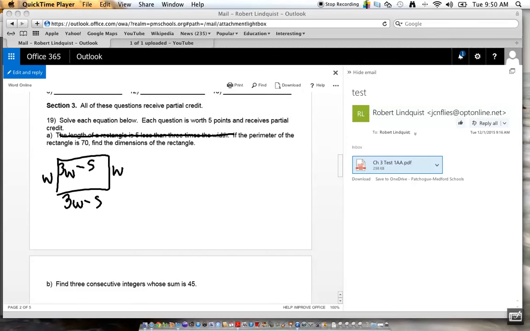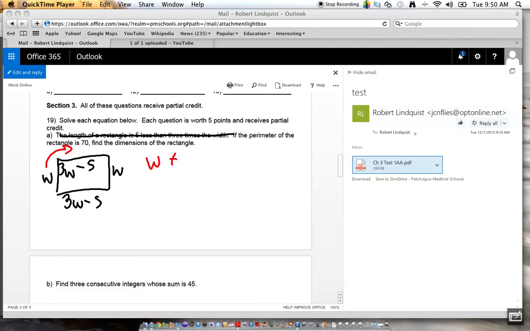Okay. Now, if the perimeter of the rectangle is 70, what does that perimeter mean? Come on, everybody, what's perimeter mean? Oh, come on. If you don't know this as a group, then there's something really wrong. What does perimeter mean? Add up all the sides, right? So I'm going to do that. I'm going to start here and go around.